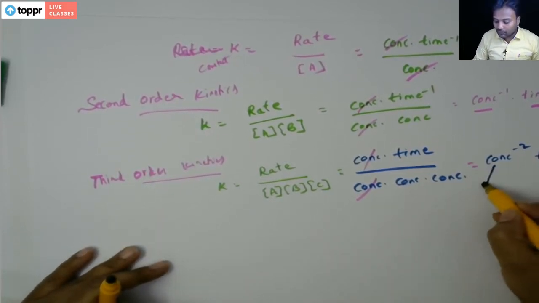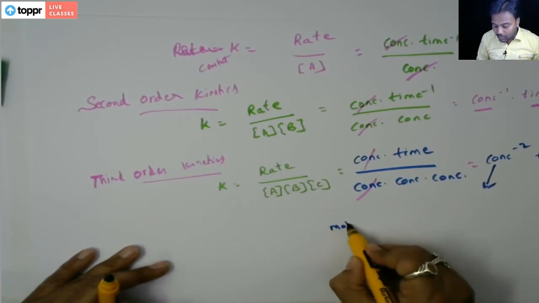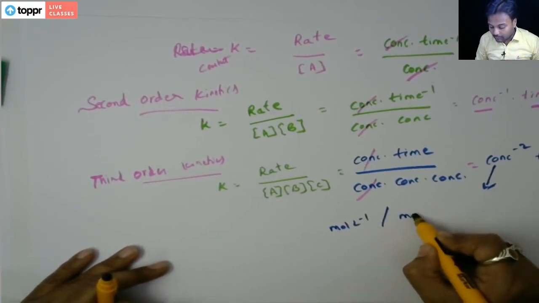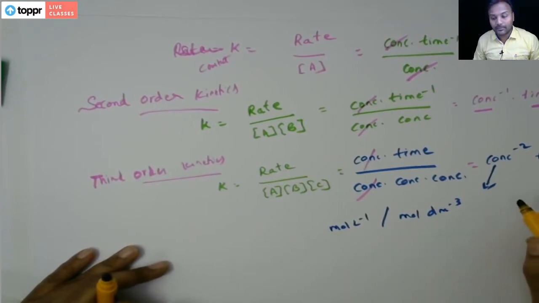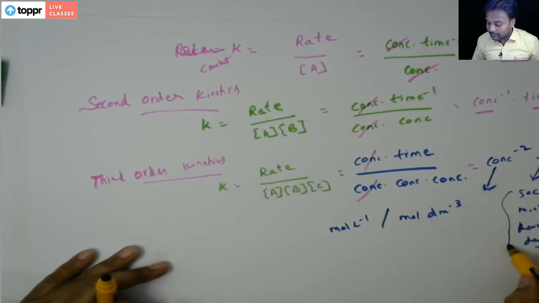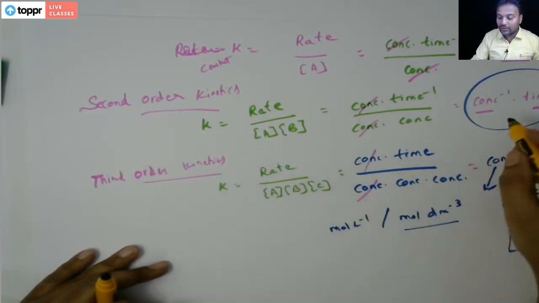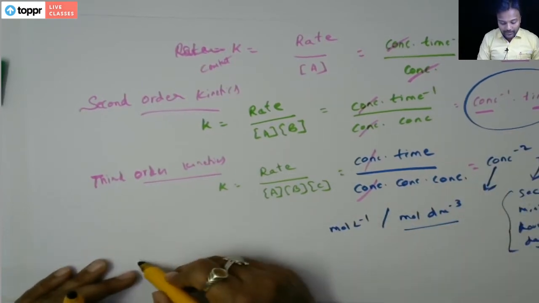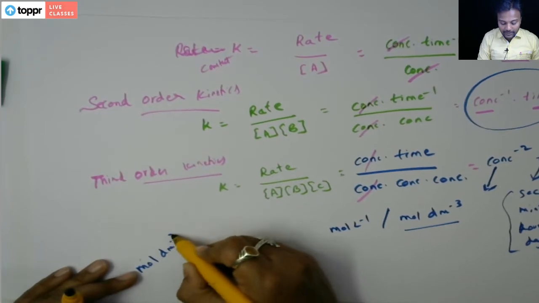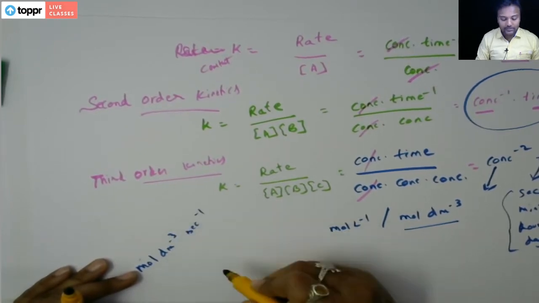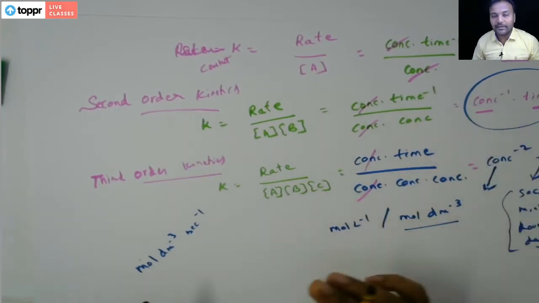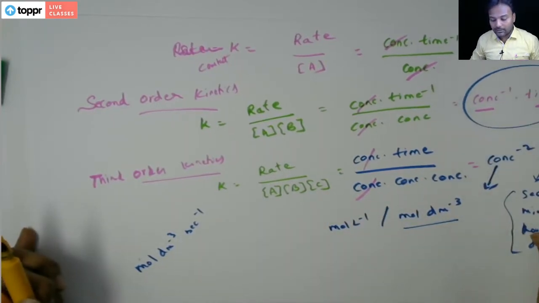So what exactly are the units for concentration? We can say it is mole per liter or mole per cubic decimeter. In the same way, time can be second inverse or minute inverse, sometimes even hour inverse or even day. This can be for time, and this will be for concentration. That means if you have to write down the units for second order kinetics, it will be like mole per cubic decimeter, then second inverse, for example. So these will be the units. Okay, you understood something about units.